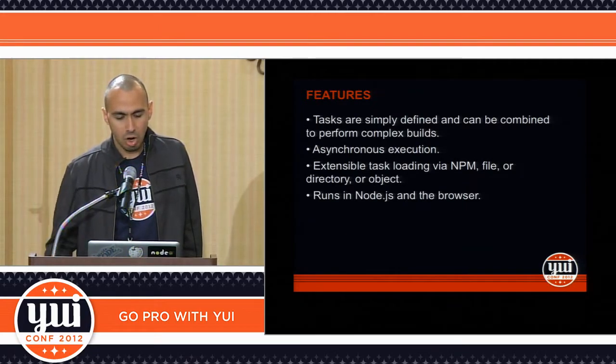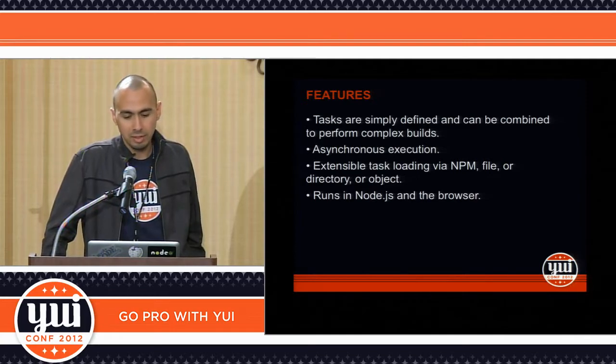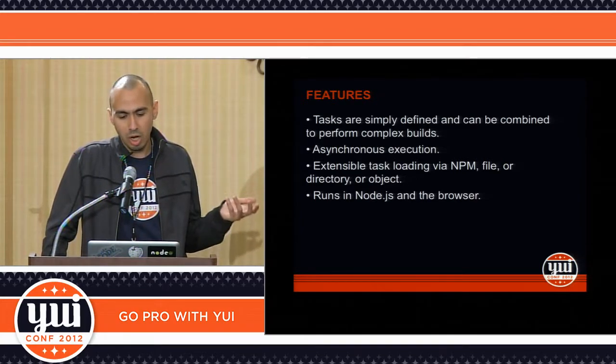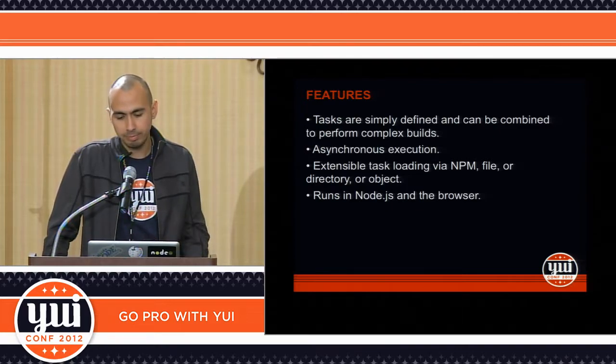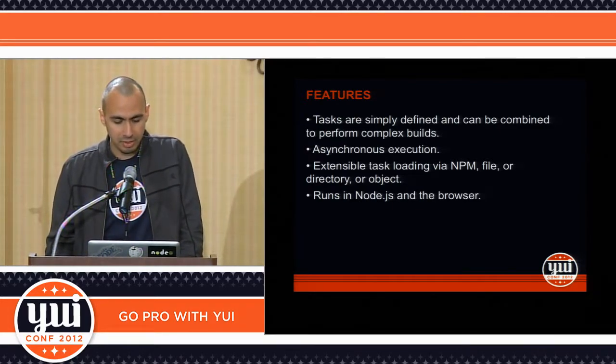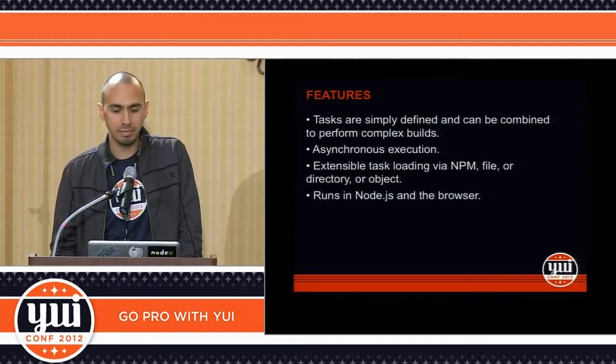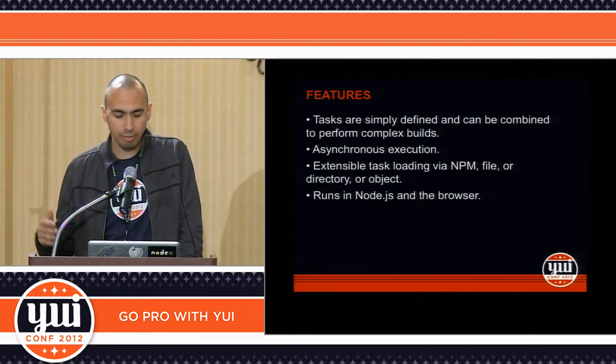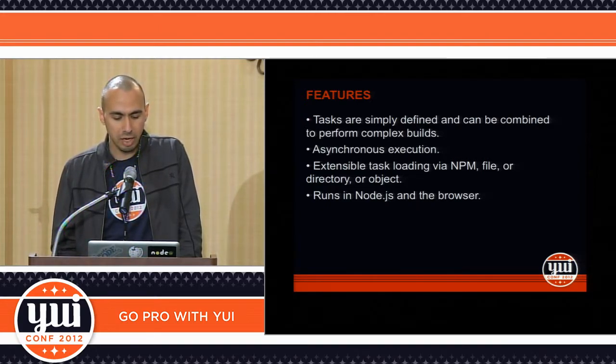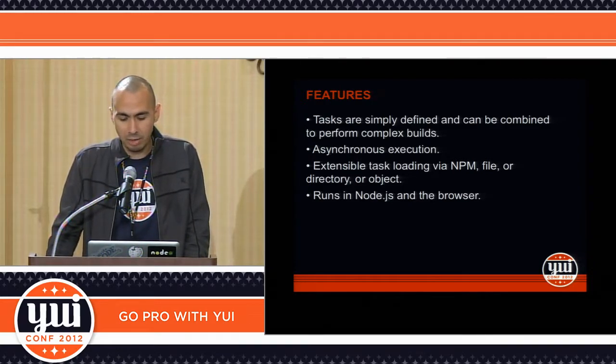Some of the features: tasks are incredibly simply defined. They basically have an input as a blob and then an output as a transformed blob. And asynchronous execution, as I had mentioned earlier. Extensible task loading. You can load tasks from existing NPM modules, a file you have sitting around, a directory to load all the files, or an object currently instantiated. And this thing works in Node.js and the browser. So you may have a need for whatever reason to want to have this thing build files in the browser, which you can do.